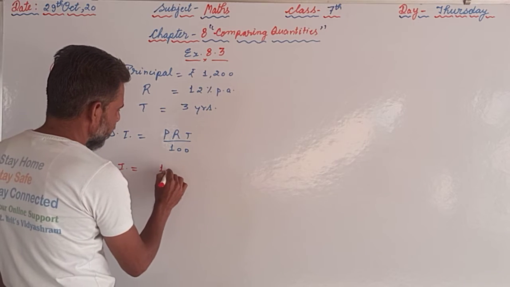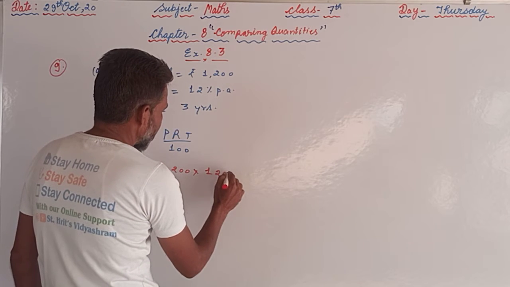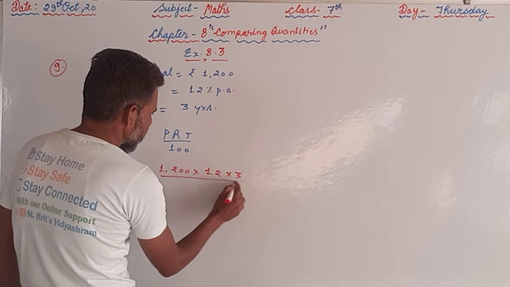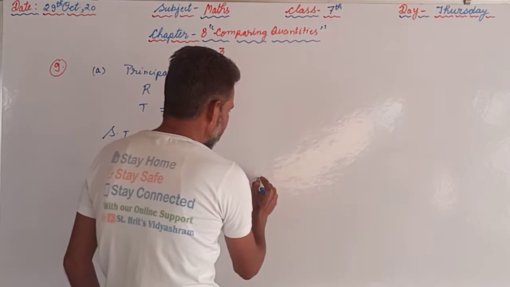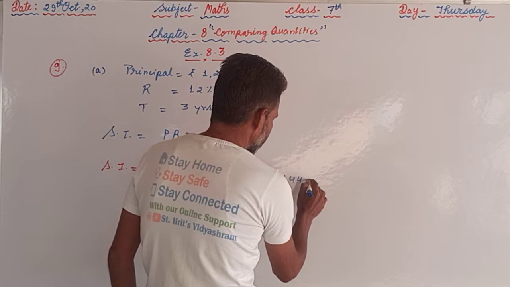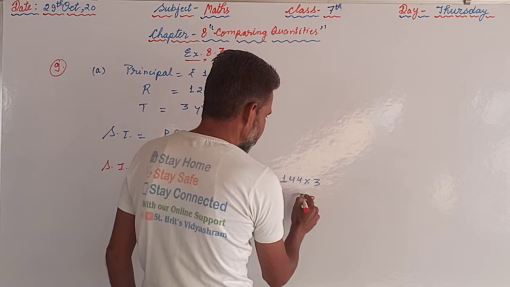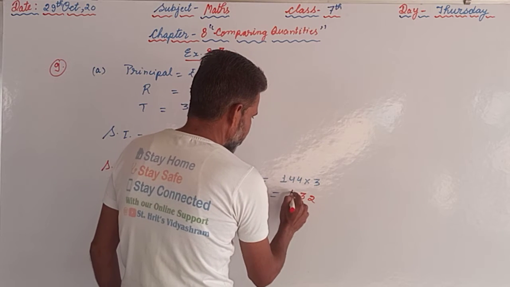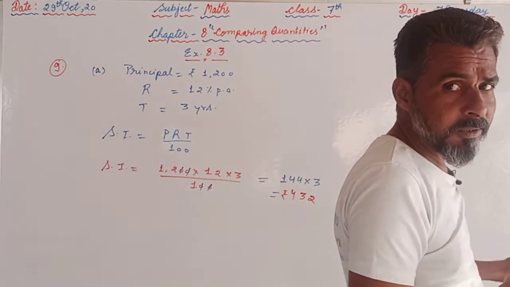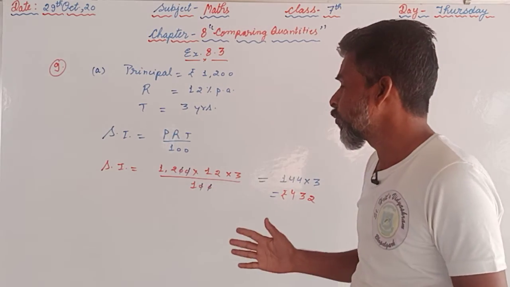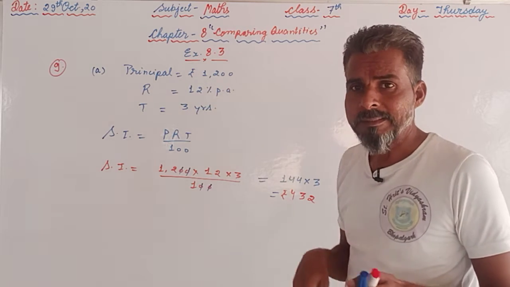So we will calculate easily. P is 1200 into R is 12, and time is 3, upon 100. 100 means 2 zeros, cancel out these 2 zeros, and we get 12 into 12 is 144, into 3, and that will be 432 will be the simple interest, which one has to pay if he or she has borrowed rupees 1200 at the rate of 12% for 3 years.